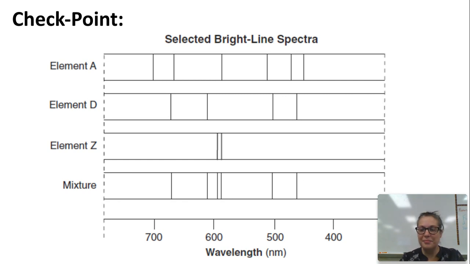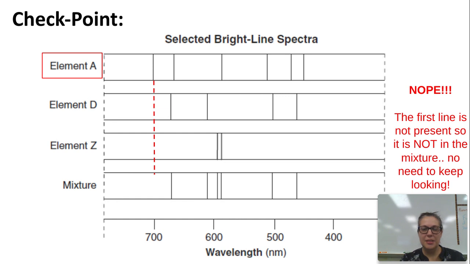Oh, did you figure it out? All right, let's see. Take them piece by piece. Element A. Oh, not there. So the first line's not present. Move on. You don't need to keep looking. So element A, not part of it.